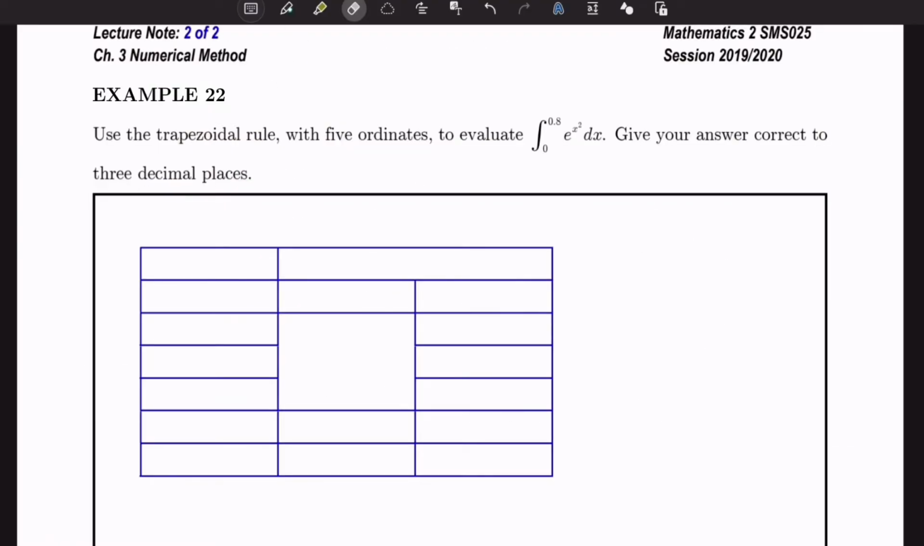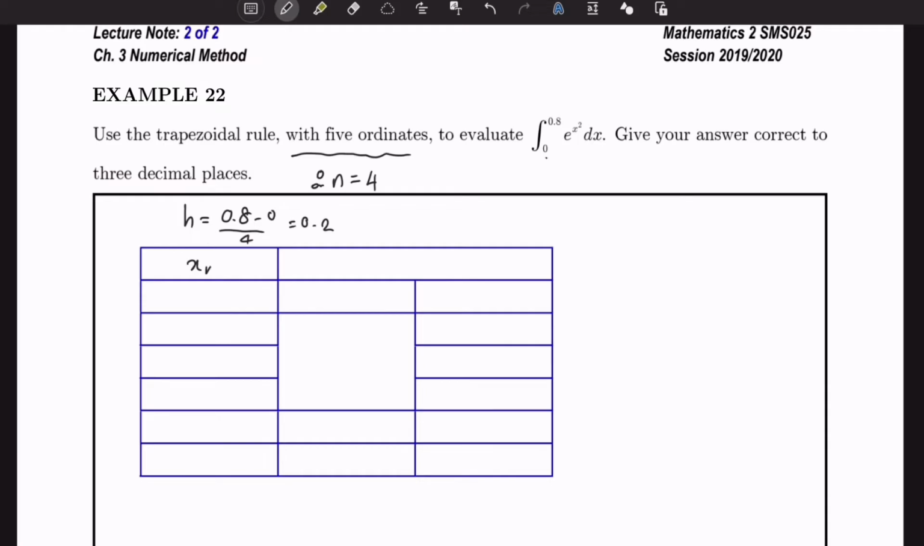Use the trapezoidal rule with 5 ordinates to evaluate the integral of e to the power x squared dx from 0 to 0.8. Give your answer correct to 3 decimal places. So 5 ordinates, meaning n equal to 4. So h equals 0.8 minus 0 divided by 4, so we have 0.2. So we have the table here.